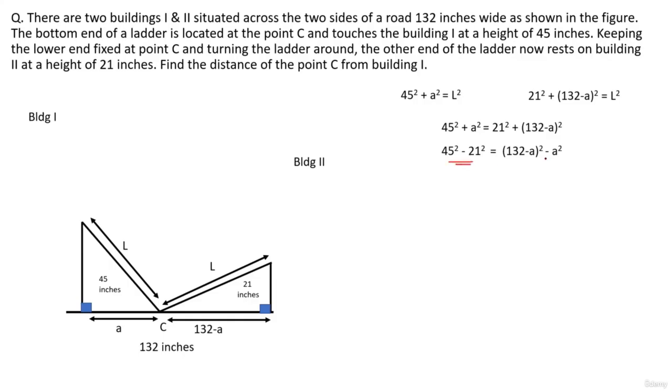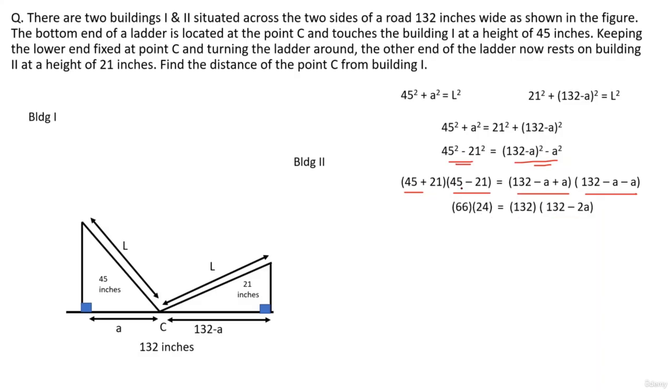So both the sides now you can just expand, guys, as (A plus B) into (A minus B). That is A square minus B square, right? So (45 plus 21) into (45 minus 21). And (132 minus A plus A) and (132 minus A minus A), right? Now, guys, if you solve this, 45 plus 21 is 66, minus 21 is 24. This will give you, A cancels, 132, and minus A gives you minus 2A, right? Now, you can just cancel out 66 ones are 66 and 2 twelves are 24. You will have 12 equals 132 minus 2A.